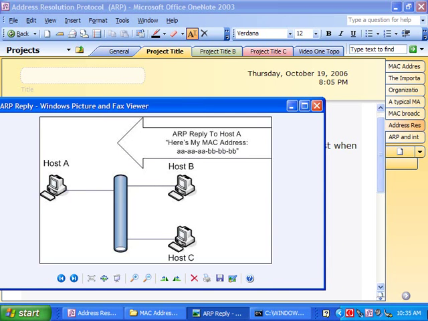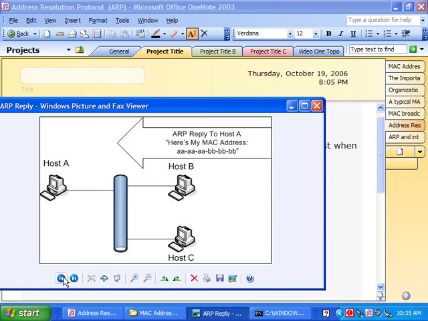And here, host B is sending an ARP reply to host A saying, here's my MAC address, etc. This is a unicast, because host B is going to see in the ARP request who's requesting it, the IP and MAC address of the host requesting it. So host B knows everything it needs to know about host A. So the ARP request is a broadcast, but the ARP reply is going to be a unicast.